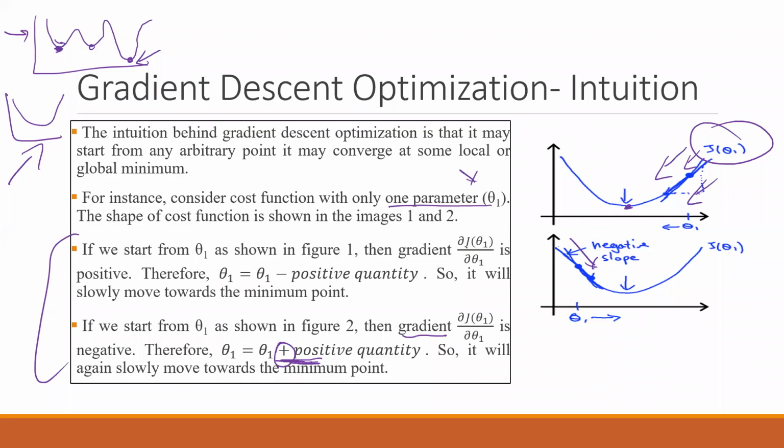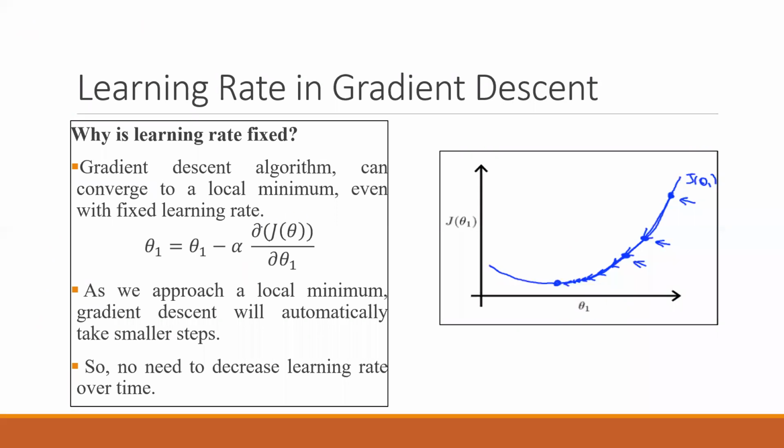You have to just remember that when we are moving from right to left hand side towards this bottom point, my gradient is positive. Okay, and if we are moving from left hand side to the right hand side, my gradient is negative, and based on that the equations have been given, and we are slowly moving towards the global minima.